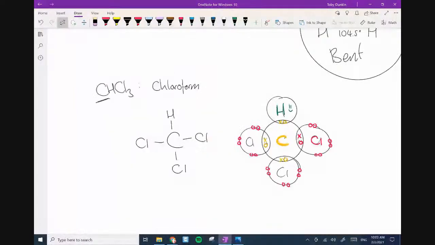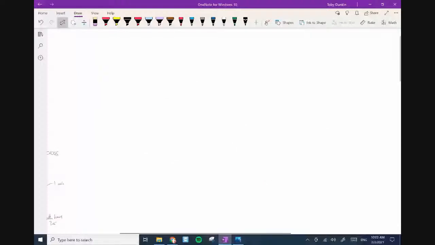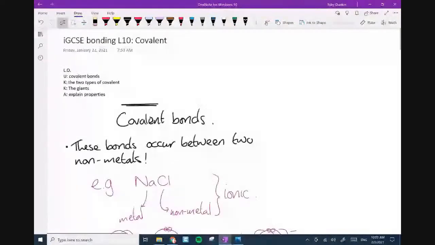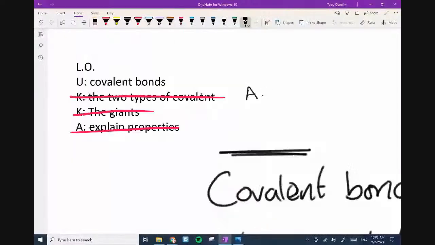How are we doing for time? I realise my learning objectives are not getting covered here. So I'm changing my learning objectives. Understand the covalent bond. And then the next thing is be able to draw dot and cross.